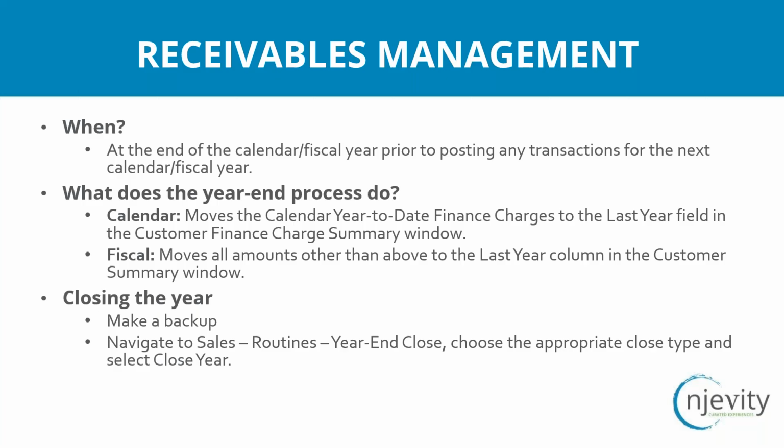So when you're closing your year, you're going to make a backup. You're going to post all the transactions that need to be in the year. You're going to make a backup, and then you're going to go to sales routines, year-end close, and choose whether you're doing a fiscal or calendar year, or I think you can do fiscal, calendar, or both. Okay.